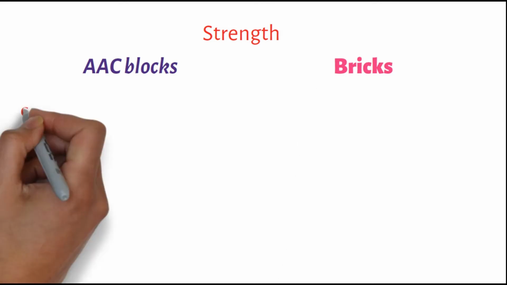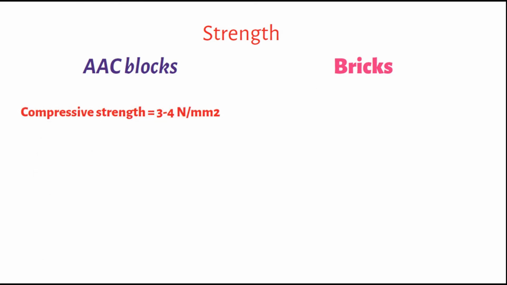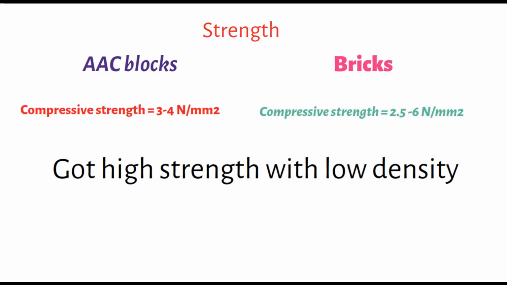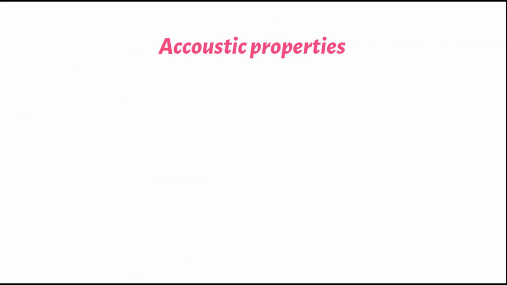Next is strength. For AAC blocks, the compressive strength is around 3 to 4 Newton per mm square, whereas for bricks it is 2.5 to 3 Newton per mm square. AAC blocks have a high strength with low density. Next, we will discuss the unique properties.